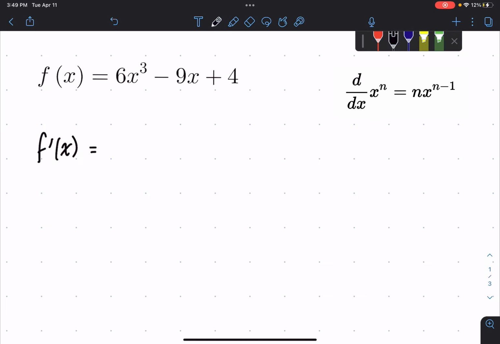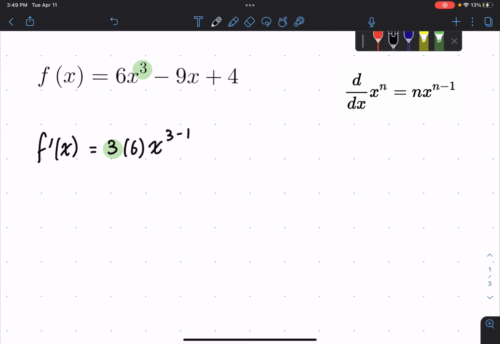The first thing we do is drop down the 3, because 3 is our exponent on the first term, as seen highlighted in green. We then multiply this by 6, our old coefficient, times x to the power of 3 minus 1, because we want to subtract 1 from the exponent, as per our formula.